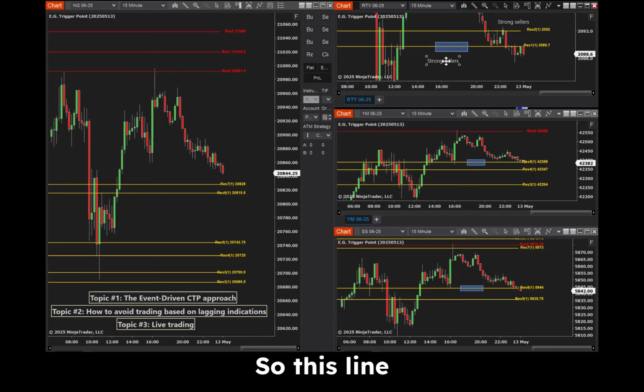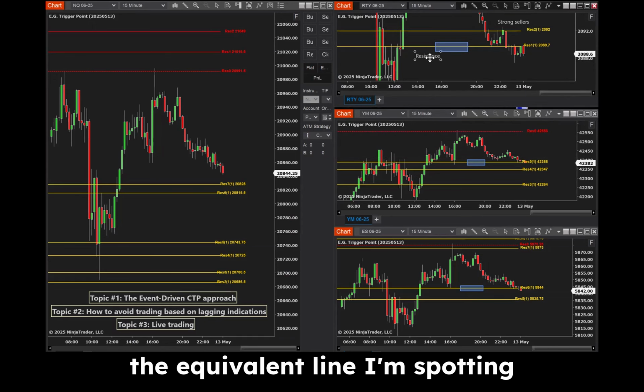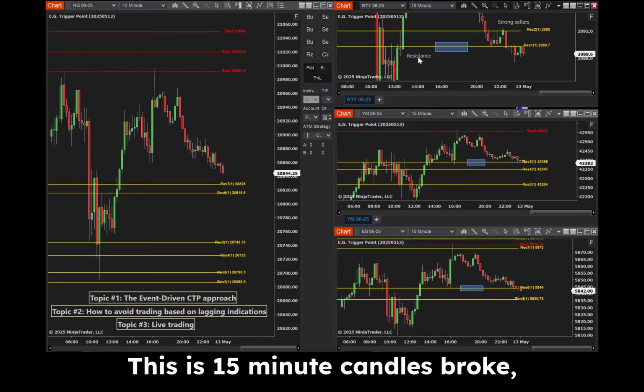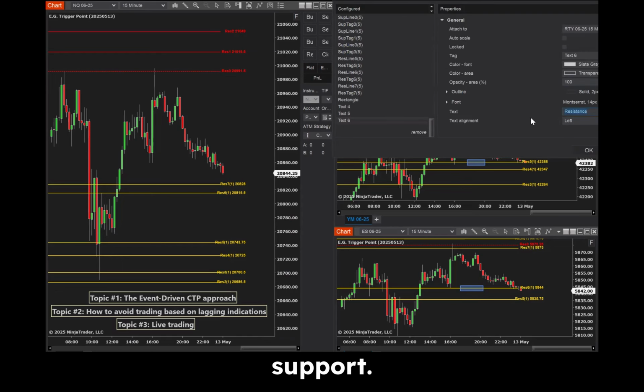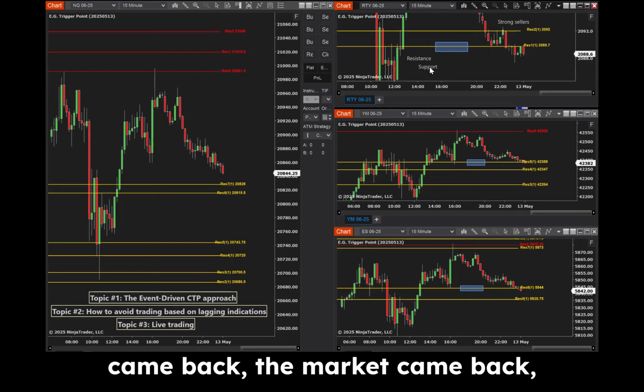Okay, so this line, the equivalent line I'm spotting here, was a beautiful resistance. Okay, this is 15-minute candles. Broke, turned into support. Okay, so resistance, then support. These are validations, guys. Validation, broke, support. So two validations. The market went up. They came back. The market came back.